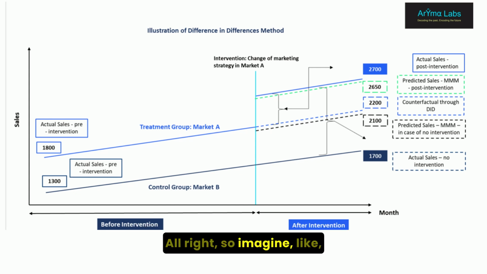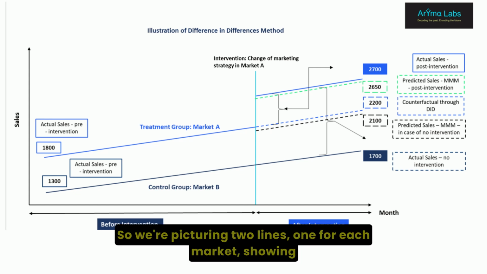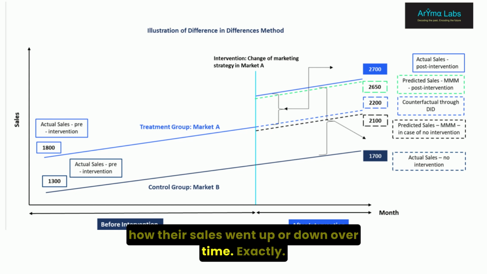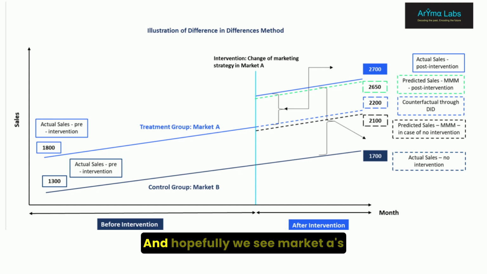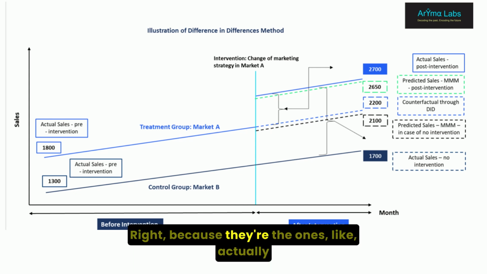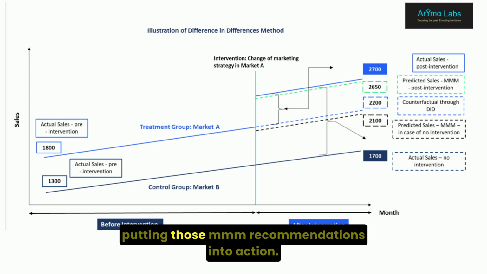All right, so imagine a simple line graph, right? Tracking the monthly sales of both Market A and Market B before and after Market A starts using those MMM insights. So we're picturing two lines, one for each market, showing how their sales went up or down over time. Exactly, you got it. And hopefully we see Market A's line trending upwards. Right, because they're the ones actually putting those MMM recommendations into action.